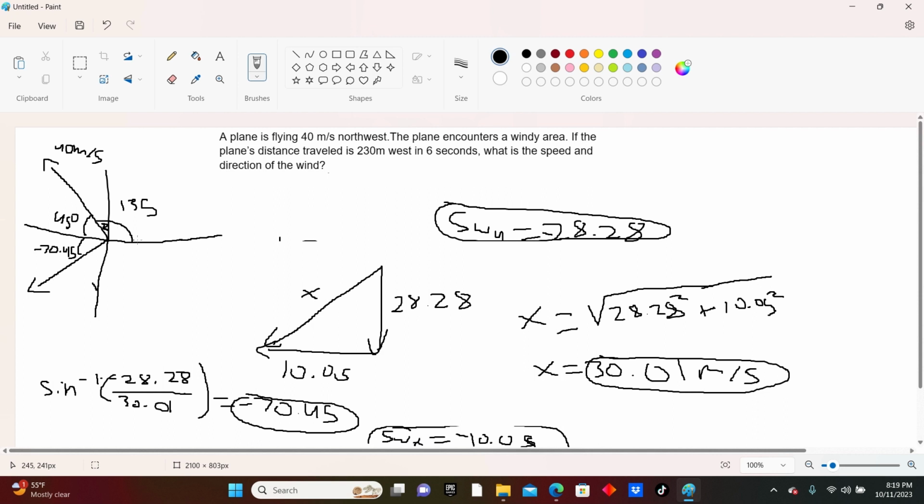And if you wanted to find it from the positive x direction, you could just add 180 to this 70.45 here, and that would get you your angle from the positive x-axis. So yeah, let's move on to the next question now.